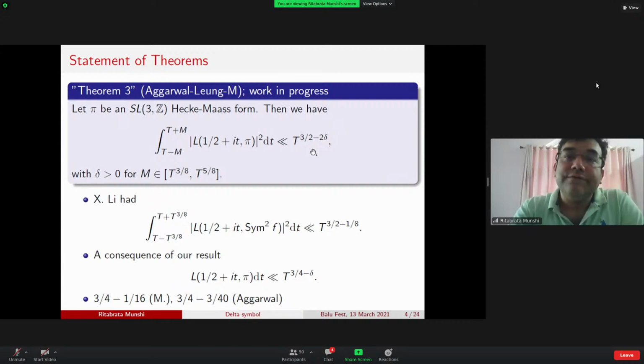And if I'm allowed, I can say that it looks like the optimal choice for M over here is square root of t, and in that case, delta turns out to be 1/8. So the subconvexity bound that we were expecting is 3/4 minus 1/8. So the saving will be double the saving that I had previously. Okay, so these are the three theorems that I wanted to mention.